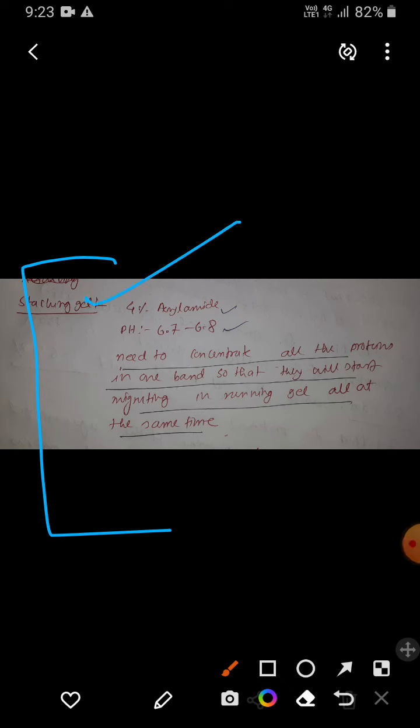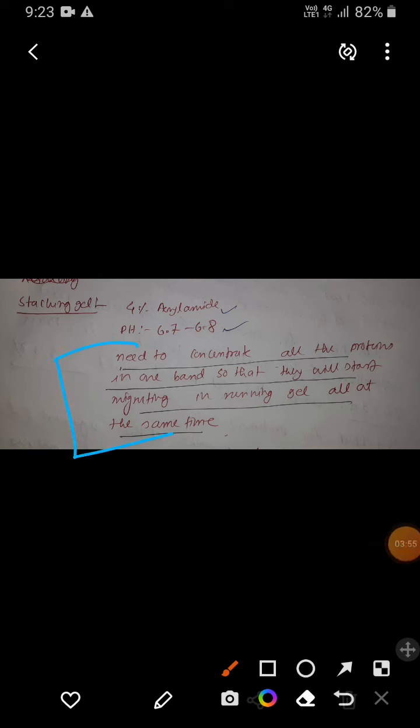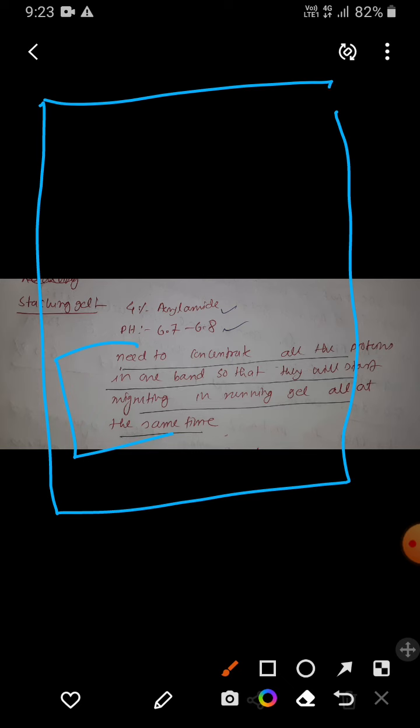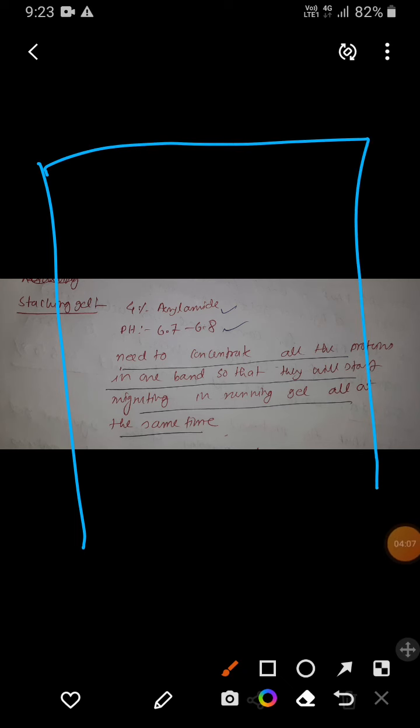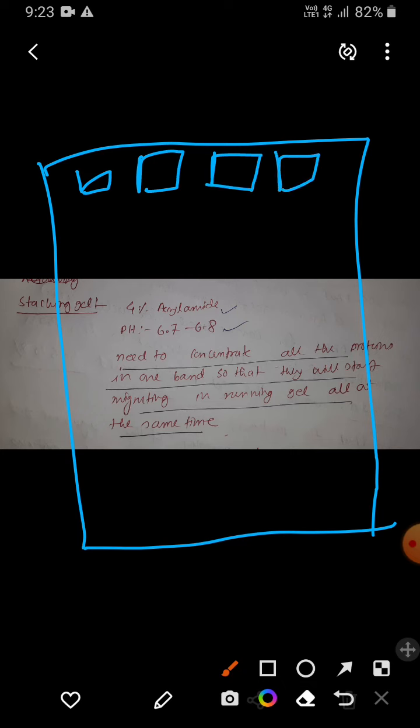Here we are going to discuss the stacking gel a little more, although in our previous video we discussed it a little bit. 4% acrylamide gel concentration is used, and pH will be 6.7 to 6.8. Why is the stacking gel used? I will try to explain this to you diagrammatically. Suppose this is the gel and here is the well where we will add our protein sample, right? Suppose this upper part is the stacking gel, and the lower part is the resolving gel.